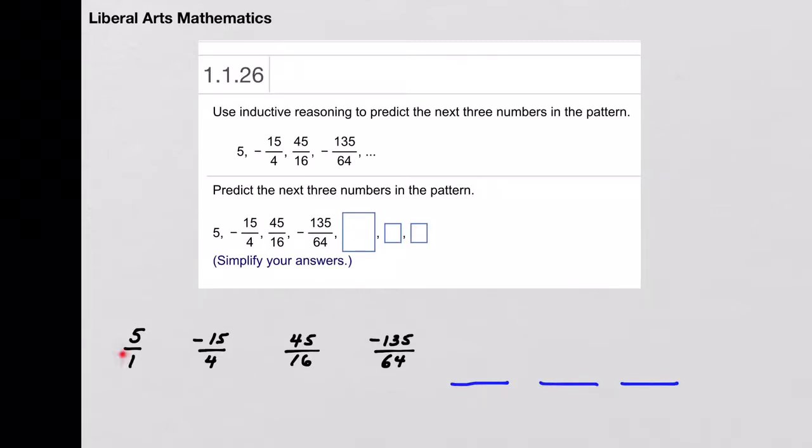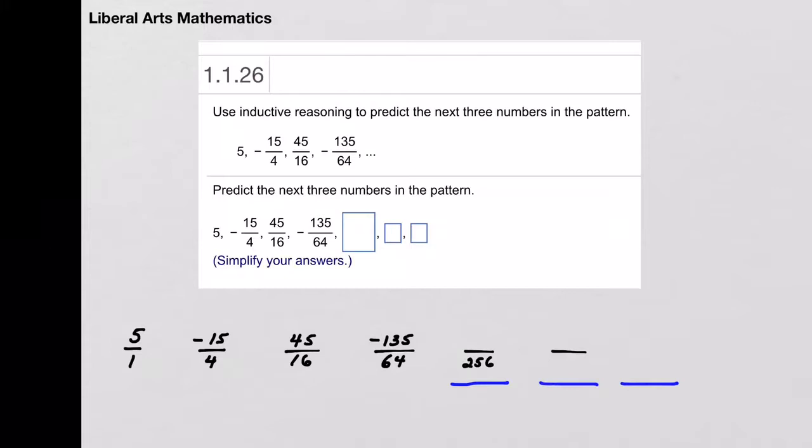So I notice that I have 1, and then 4, 16, 64. So to get from one number to the next in the denominators, I'm just multiplying by 4 each time. So the next number is going to be 4 times the previous denominator. I should say the next denominator is going to be 4 times the previous denominator. So 4 times 64 is 256. So this fraction will be something over 256.